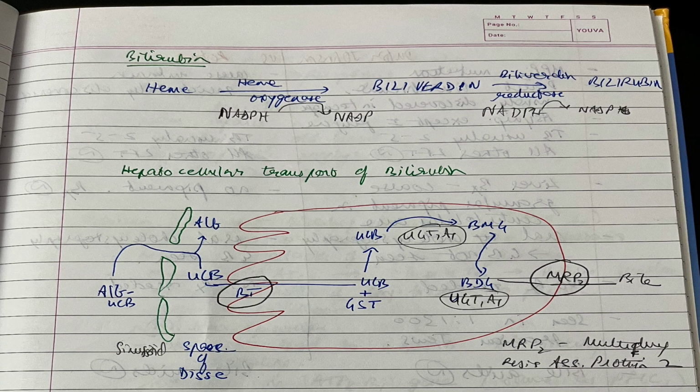It gets conjugated to bilirubin monoglucuronide in the presence of UDP glucuronyl transferase, UGT1A1. That further gets converted to bilirubin diglucuronide, which enters the bile through the MRP2 protein, which is the multidrug resistance-associated protein 2.